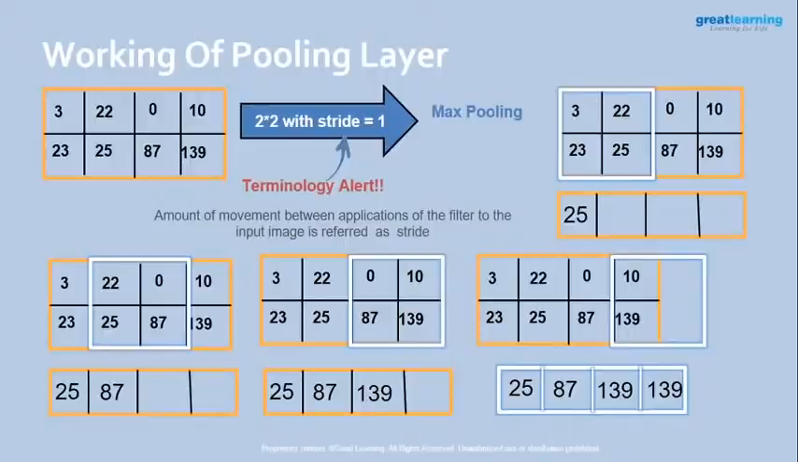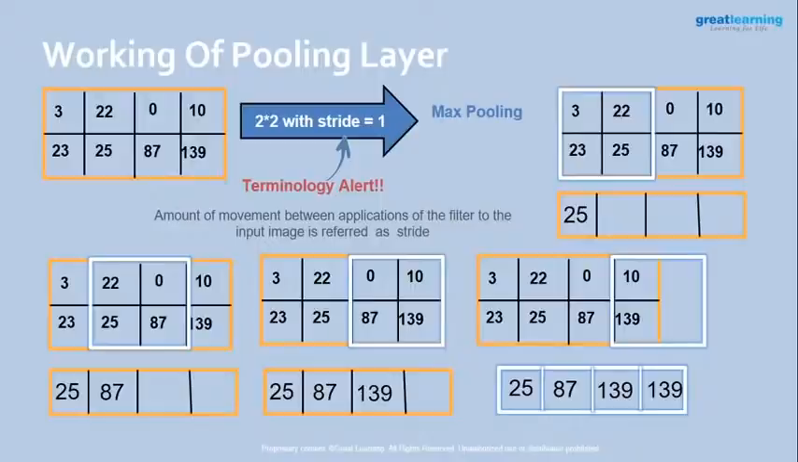Please try it again. Okay, so basically, you can see my matrix is moving by 1 column. First it was 3, 22, 23, 25. My stride is 1, so my matrix moves to 22, 0, 25, 87. But if my stride is equal to 2, it will come to 0, 10, 87, 139. So this is how your stride works.